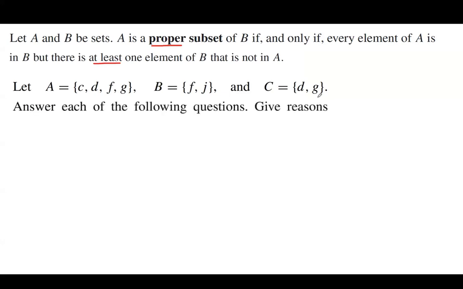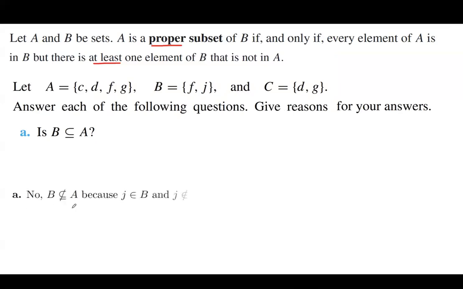Answer the following question and give the reason for your answers. First of all, is B a subset of A? Does every element in B land in A? Set B has F and J. F is here, but A doesn't include J. So the answer is no. B is not a subset of A. Why is that? Because J is a member of B, but J is not in A.